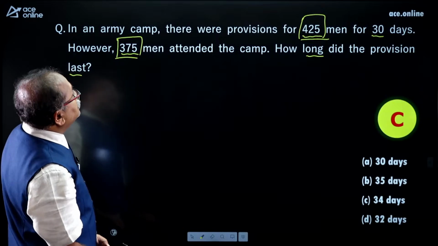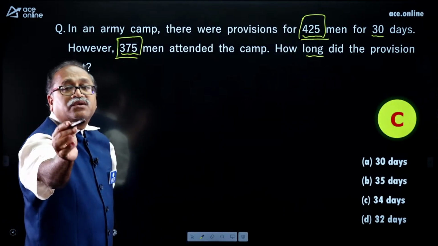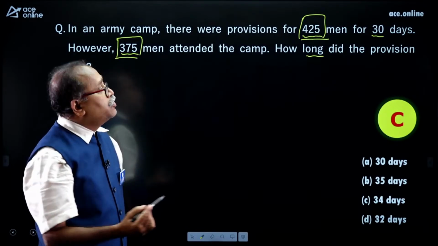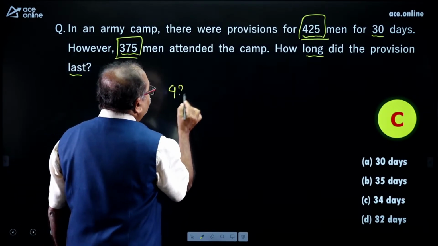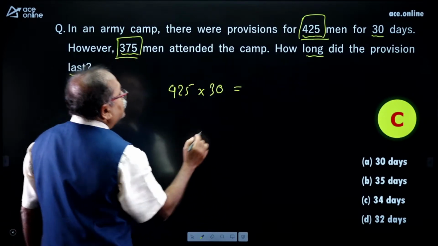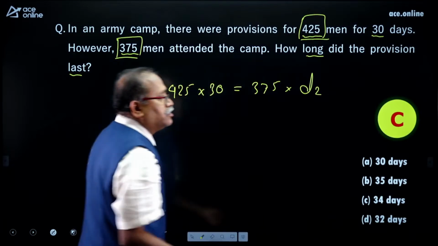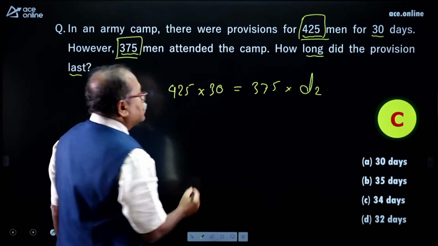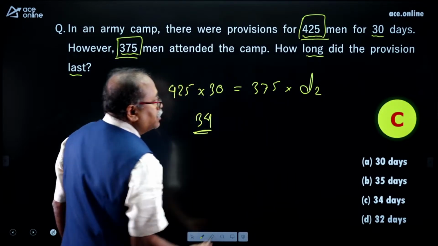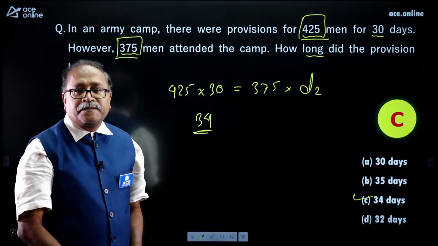Now, let me answer this question. How do I do it? You know that M1 into D1 is equal to M2 into D2. Just apply that time and work formula. So, that is 425 into 30, which is equal to 375 into D2. That gives you the answer, which is 34. Let's cancel this and you will get 34 days. D2 is equal to 34. Option choice C. Beautifully answered, my brothers.